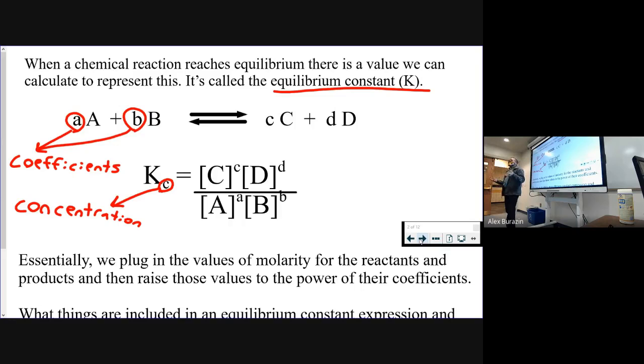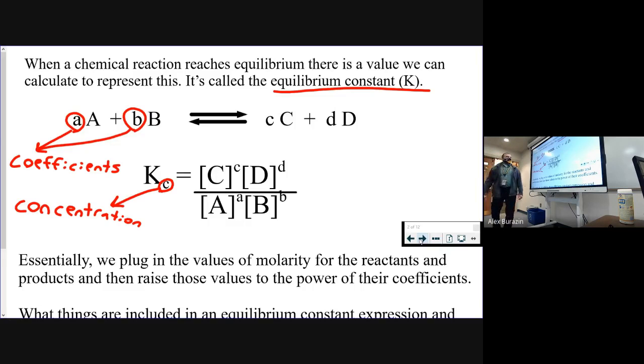It has nothing to do with how much. It's not that I have the same amount of product and the same amount of reactant. It has nothing to do with it. It has everything to do with how fast am I going in this direction versus how fast am I going in that direction. When the rate of the forward and the reverse are equal, that is equilibrium.